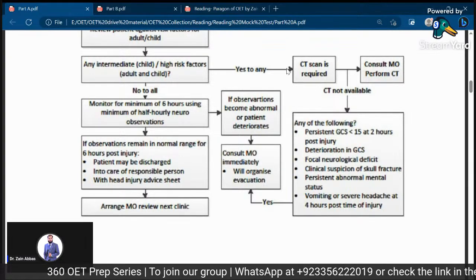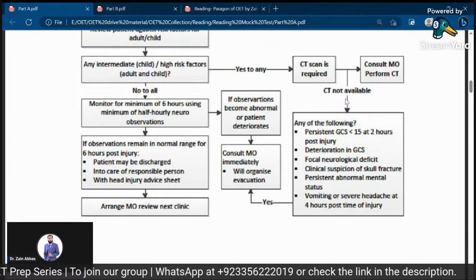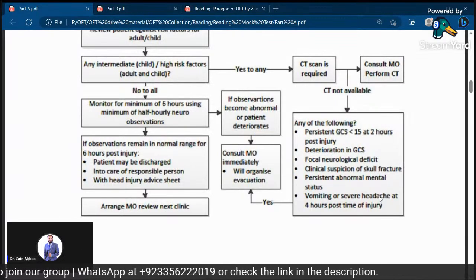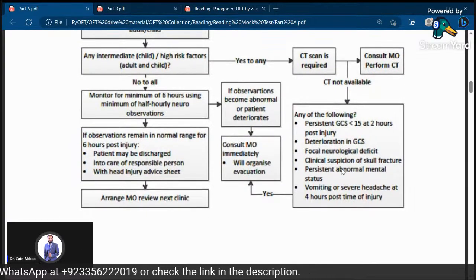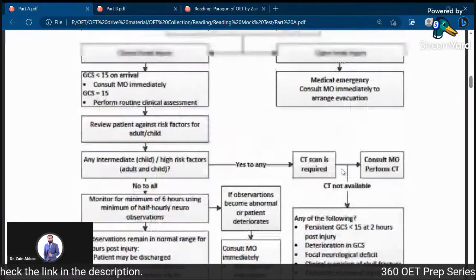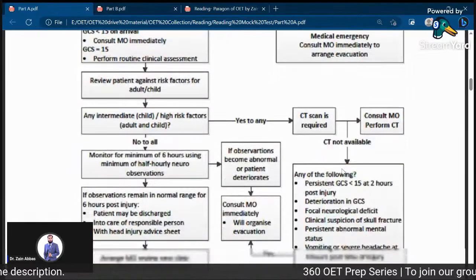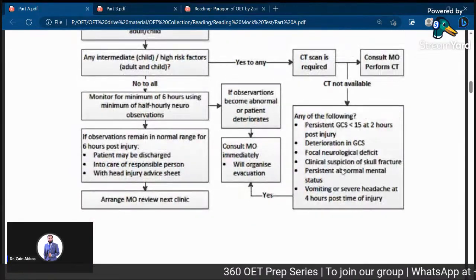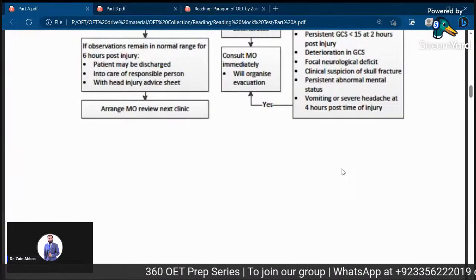Here we also have the CT scan is required, or maybe the CT is not available. So what are the other steps? This is the skimming and scanning technique. I am just looking at the text. I'm not reading the text. I'm just scanning the words and looking at what it is all about, using the techniques.